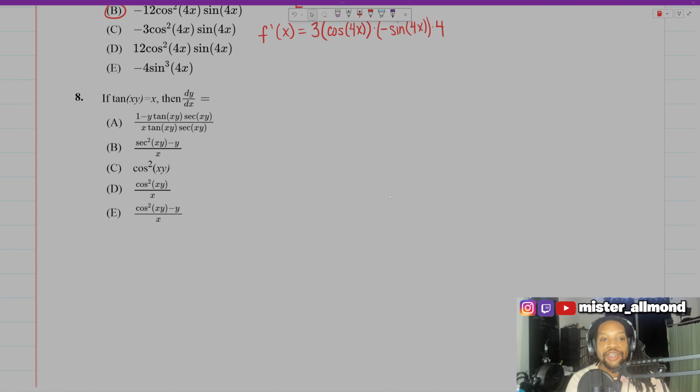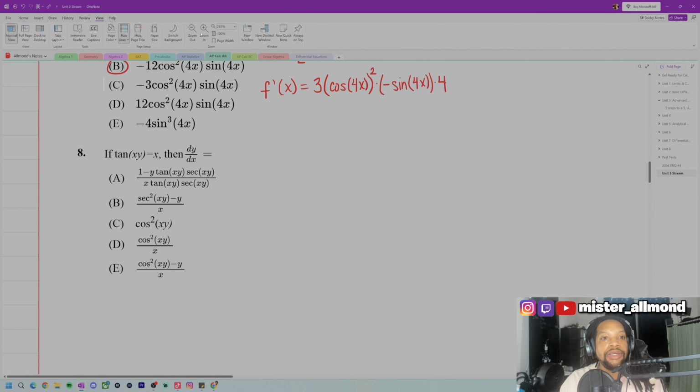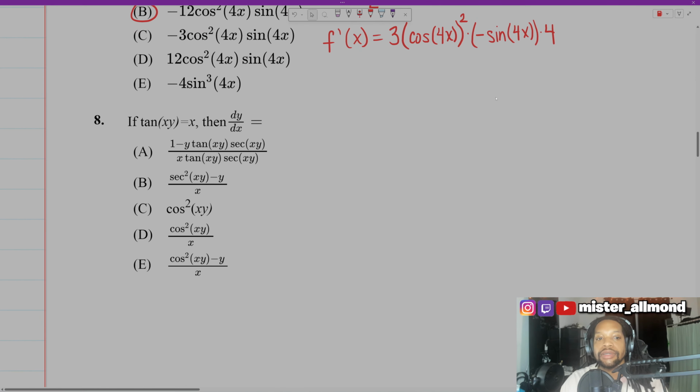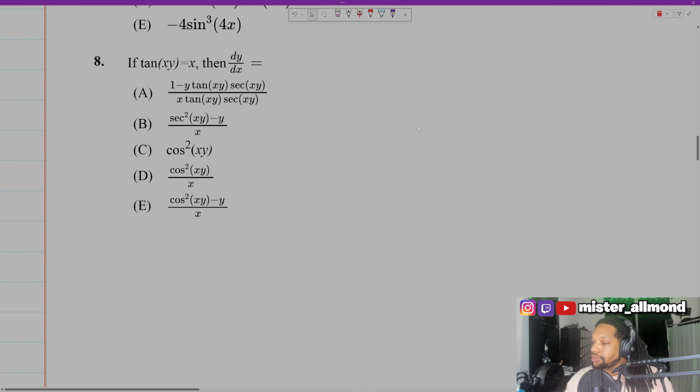Okay. So number 8. Let me zoom in just a little tiny bit, because I know this one can get kind of tiny. All right, let's try that. Okay. Now, implicit, it's not a y equals. That's how I know that. But I gotta derive both sides with respect to x. How do I know with respect to x? Because of this right here.